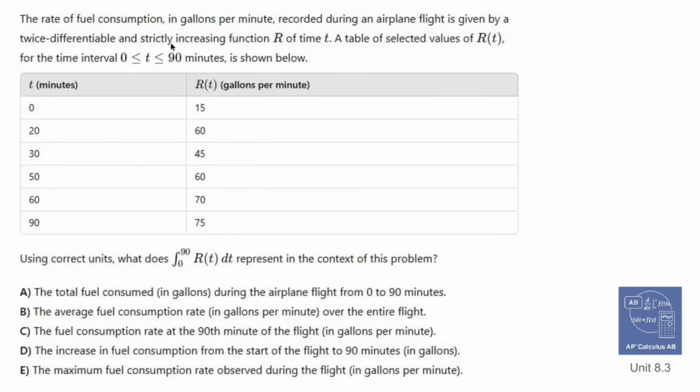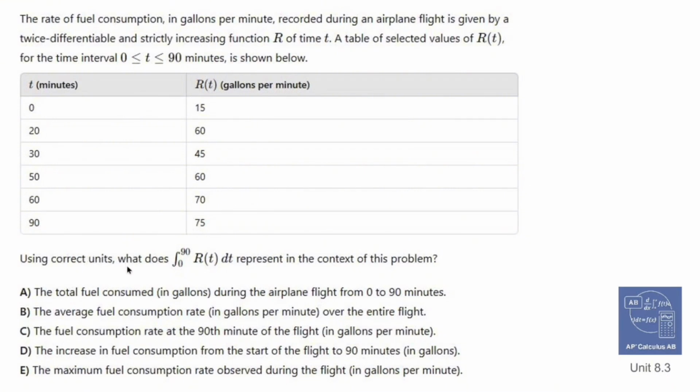The rate of fuel consumption in gallons per minute recorded during an airplane flight is given by a twice differentiable and strictly increasing function r of time t. This sounds like it's going to be a lot of fun. A table of selected values of r of t for the interval 0 to 90 is shown below. So this is the rate of fuel in gallons per minute. At 0 time, you're burning 15 gallons per minute. At 20 minutes, you're burning 60, and so on and so forth.